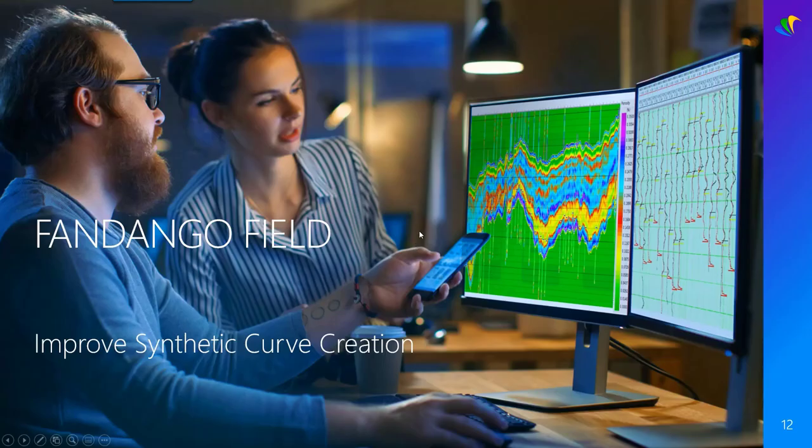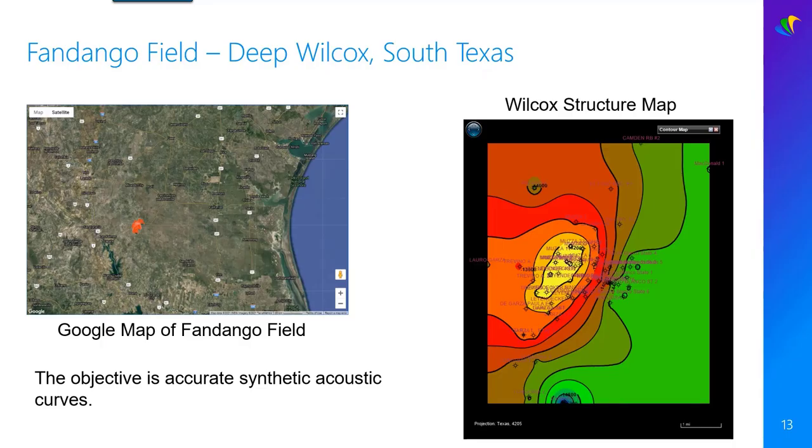Now let's look at another field, Fandango field. And what we're trying to do here is generate synthetic DTs to be used in modeling. So the Fandango well is a South Texas well. It's a deep Wilcox well, and here's a structure map on the Fandango. And the objective is accurate synthetic acoustic curves.